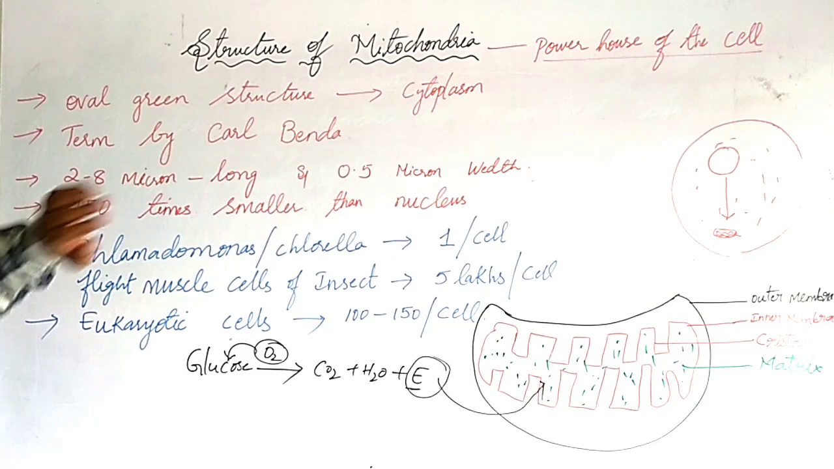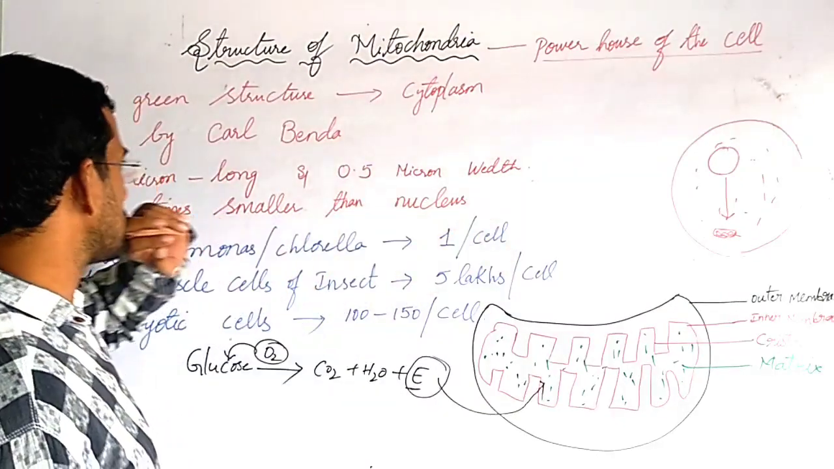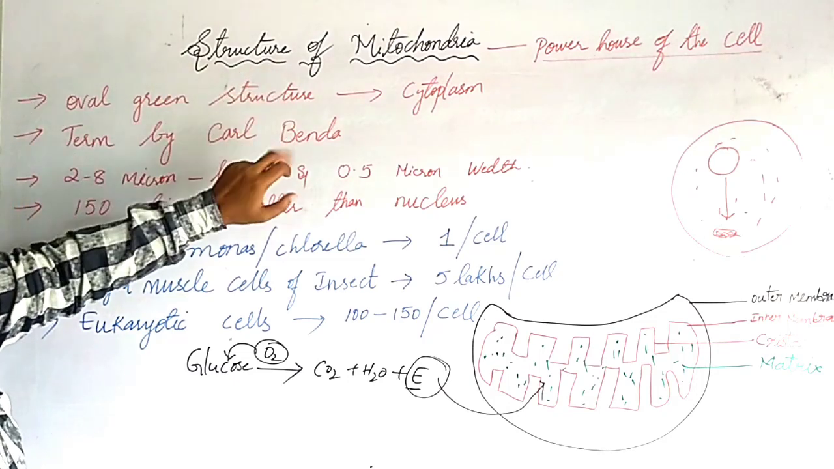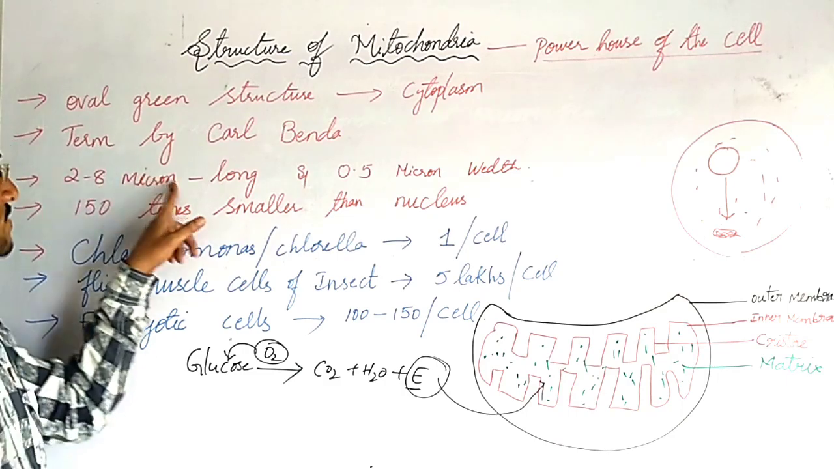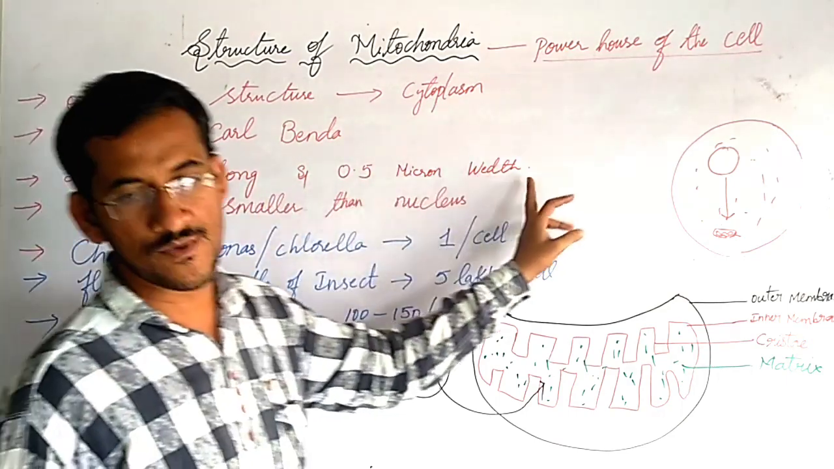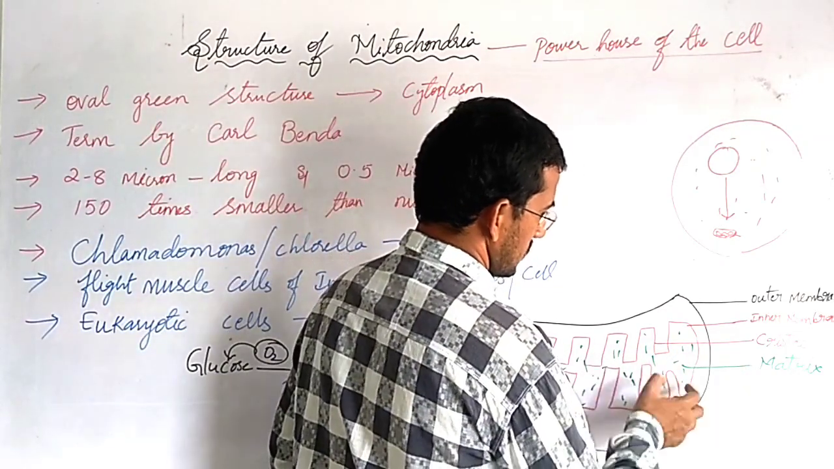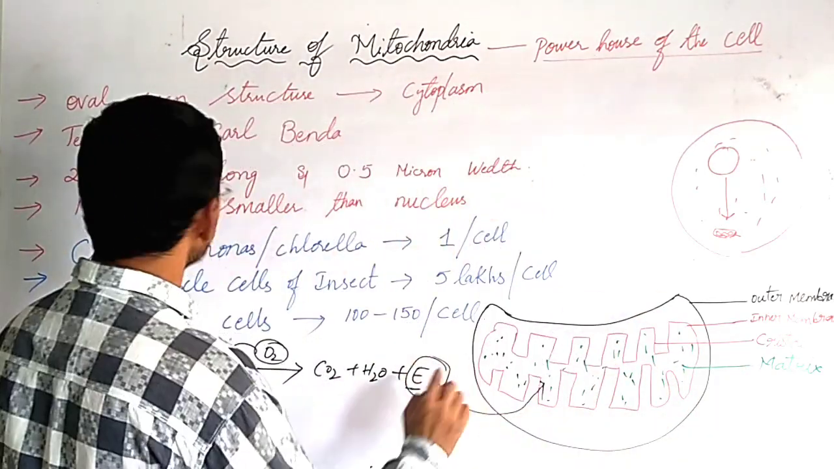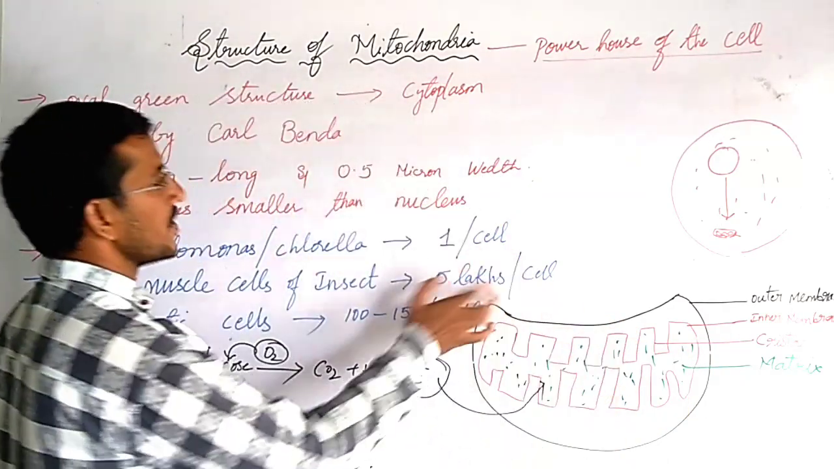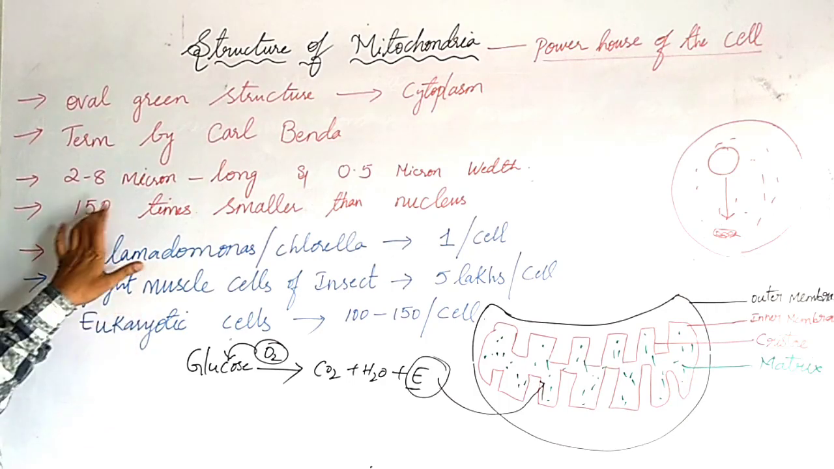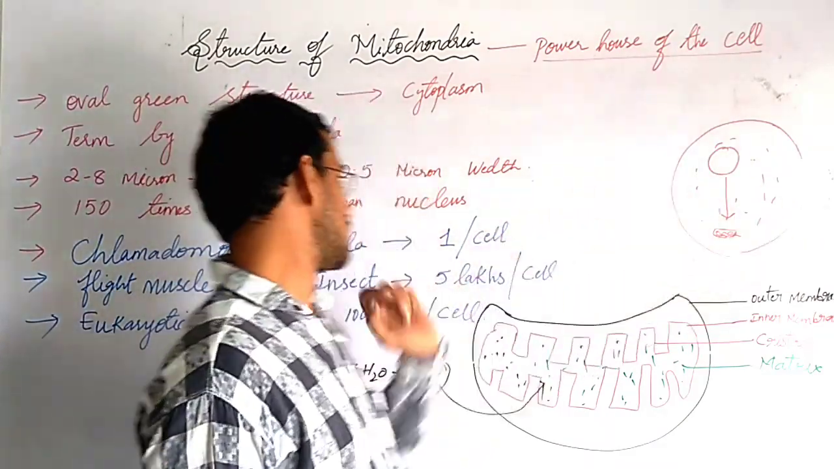Again, a quick review. These are oval green color structures which are present in the cytoplasm of the cell. The term mitochondria is given by a scientist called Carl Benda, and these are 2 to 8 micron long and 0.5 micron width. Here to here, this is 2 to 8 micron long. From here to here, it is 0.5 micron width. Then it is 150 times smaller when you compare with the nucleus.